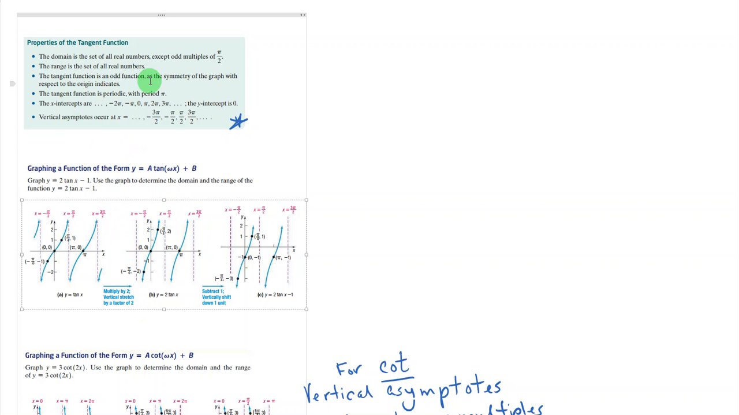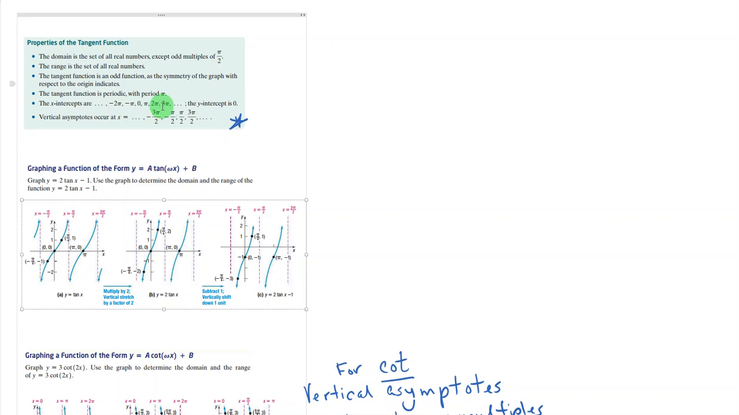It's an odd function, and the symmetry indicates that. So the tangent function is periodic, but its period is pi. Its period is pi, not 2 pi. And what we were talking about here, I just noticed that I didn't finish that sentence, the symmetry is it's symmetrical with respect to the origin. And so that's what odd functions do. So that's one thing to note there.